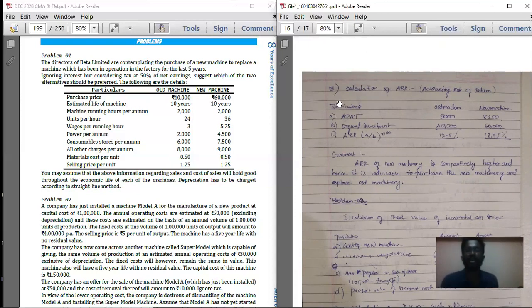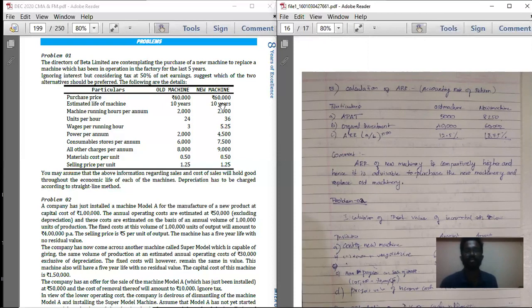Old machine column record 5,000, new machine column record 8,250, which we calculated in the previous sum. Below that record small b, original investment. Old machine record 40,000. So they have given purchase prices 40,000 and 60,000, and new machine 60,000.